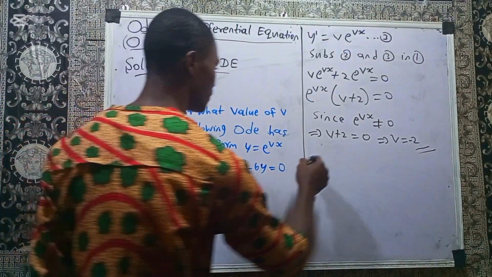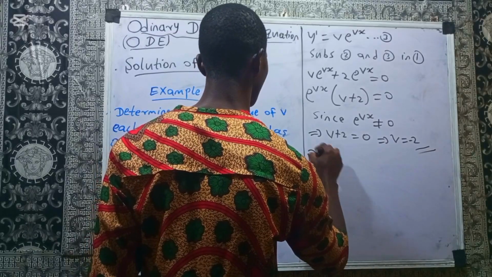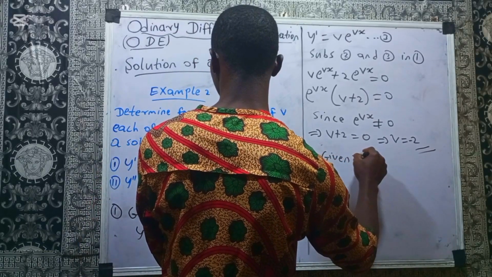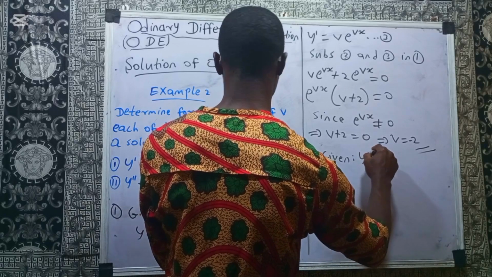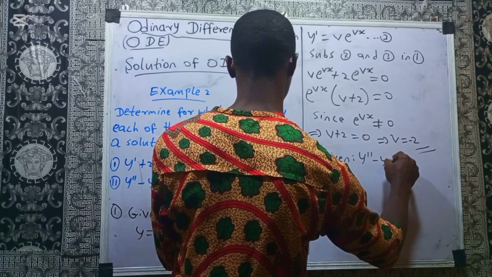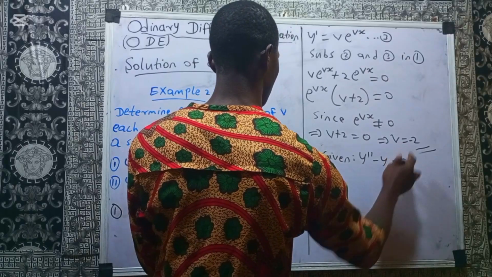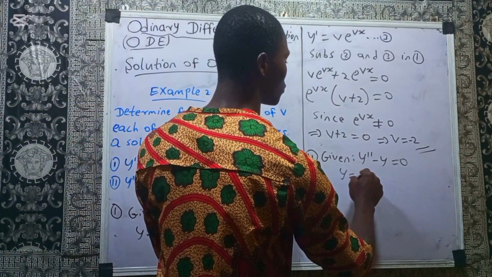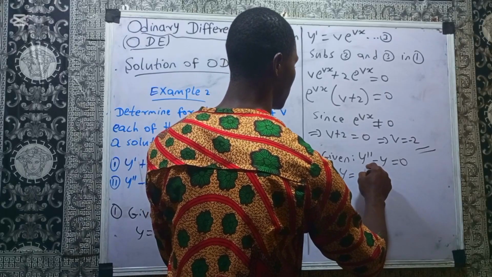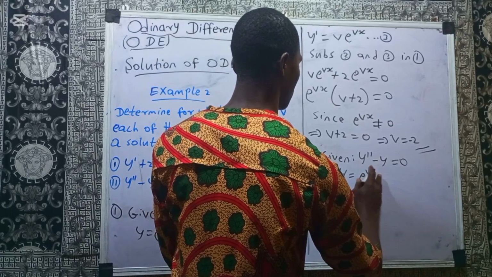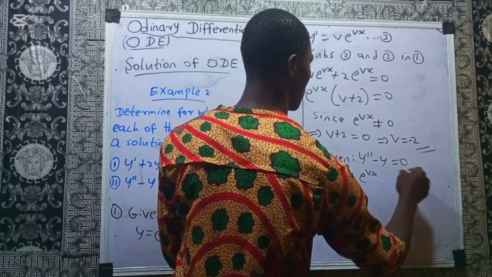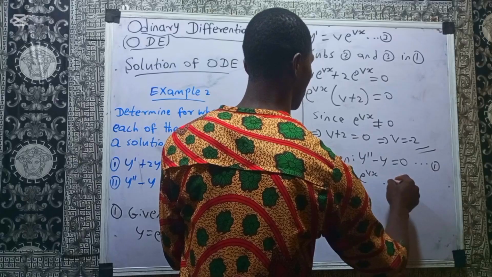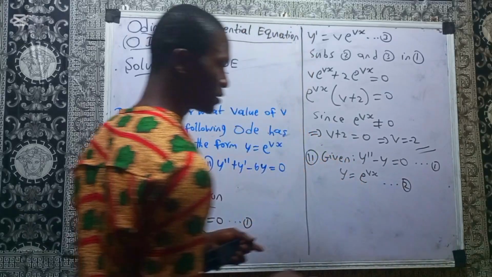So for the second question, we are given that y prime minus y equals 0. So that's what is given to us, right? And the solution is given by y equals exponential vx. I'll call this one equation 1 and this one equation 2, right?